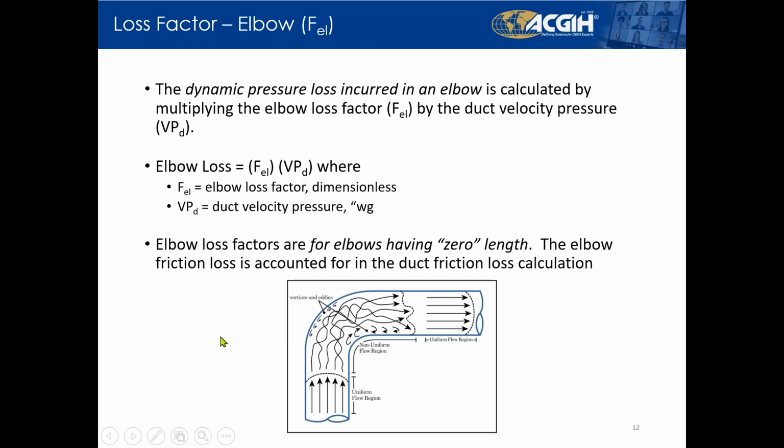Let's look at an example on an elbow. The dynamic pressure loss incurred in an elbow is calculated by multiplying the elbow loss factor, which we call F sub L, by the duct velocity pressure, VPD. So our elbow loss is our elbow loss factor, F sub L, times our duct velocity pressure. And also note, elbow loss factors are for elbows having what we call zero length. The elbow friction loss is accounted for in the duct friction loss calculation. And let me illustrate that.